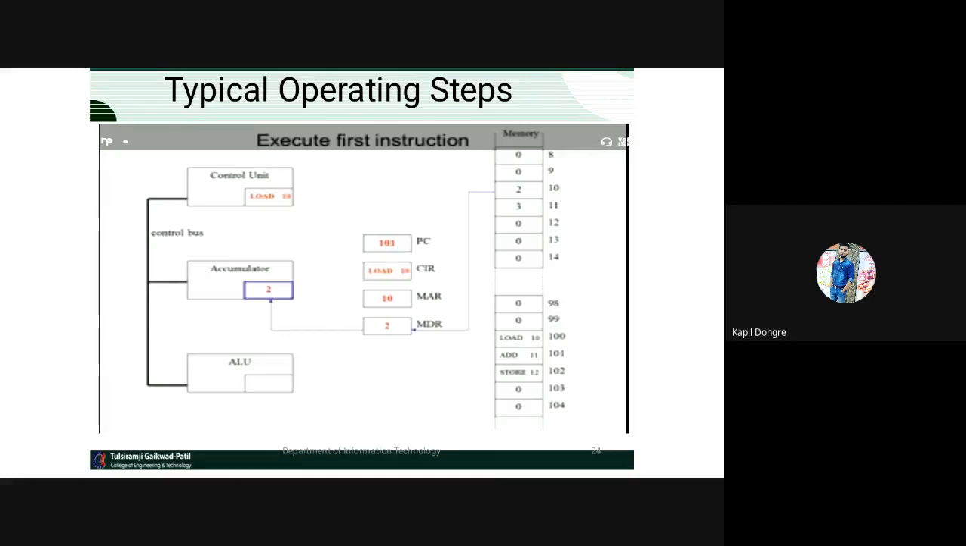Why is the data stored in the accumulator? To perform the operations. So here we have performed the 3 steps. First step we have fetch. Second step we have decoded. Third step we have executed. In this way we perform the 3 operations: fetch, decode, and execute.